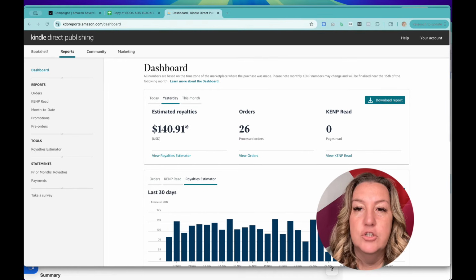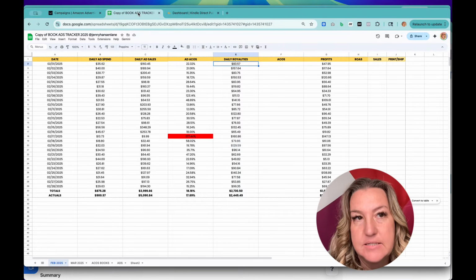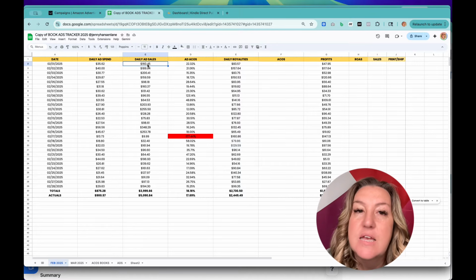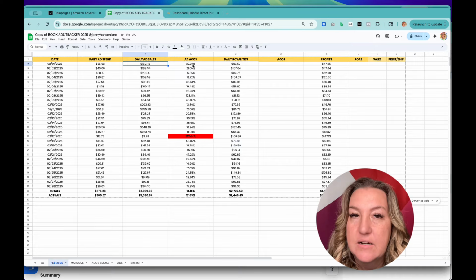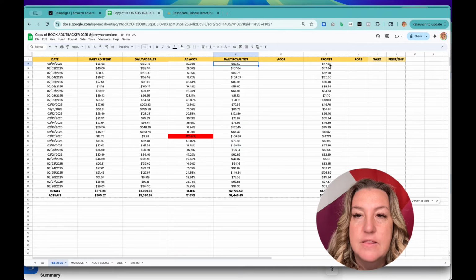Okay, so $140 was brought in yesterday. So that gives us some idea that that is more than the royalty amount, and that's more than the ad spend of $80, right? And so I'd come in and I'd look at my ads dashboard, and I would key in the daily ad spend. Then I would key in the daily ad sales, and then I would key in the ad costs from my dashboard. I'm not doing the math on this myself, I'm keying it in. And then I do my daily royalties. So I would have put 140 for yesterday, right? And then that shows me my profit.